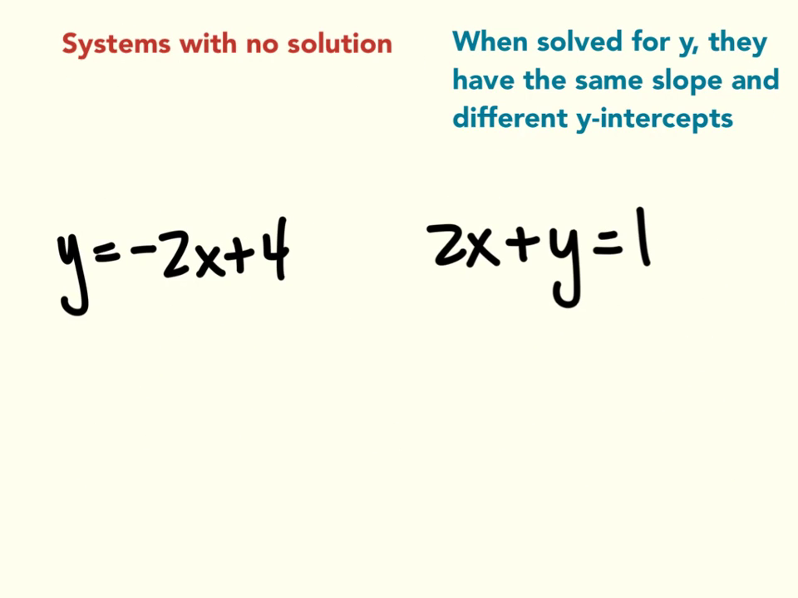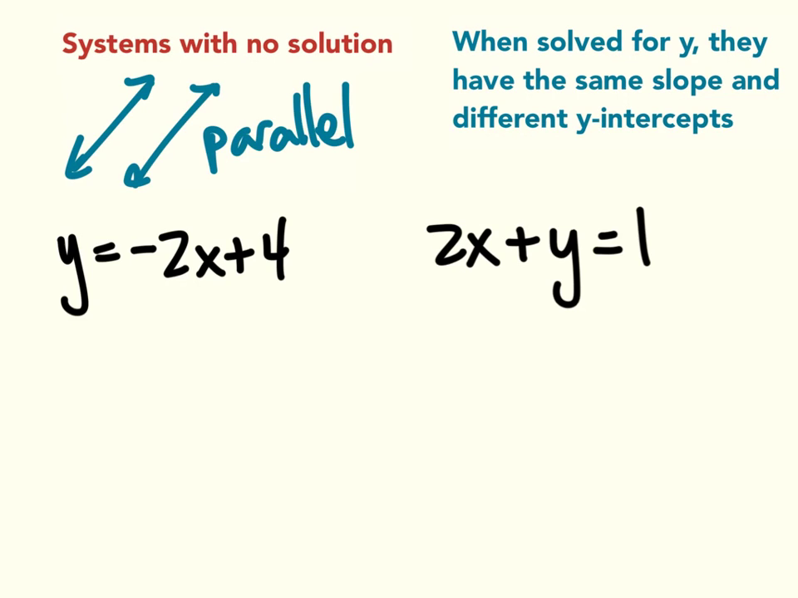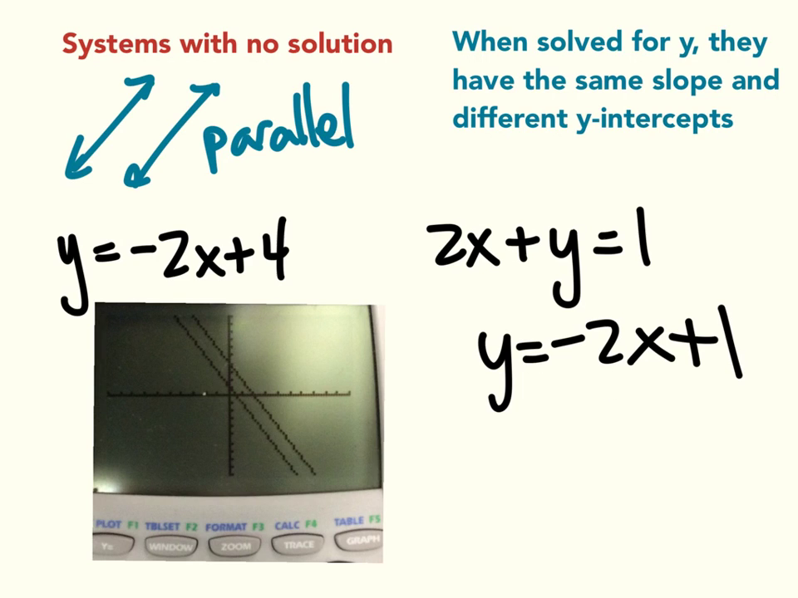Systems with no solutions are parallel. And parallel lines have the same slope but different y-intercepts. So we can see this one's already solved for y. If I solve this other equation for y, I get y equals negative 2x plus 1. So these have the same slope of negative 2, but different y-intercepts. And here you can clearly see on the graph that these two lines are never going to intersect.